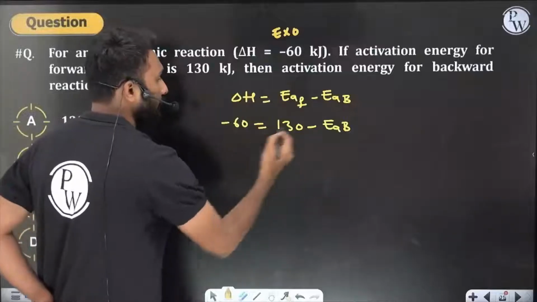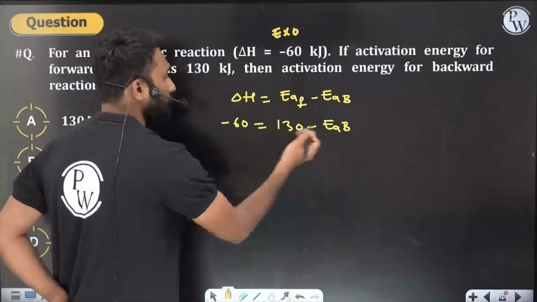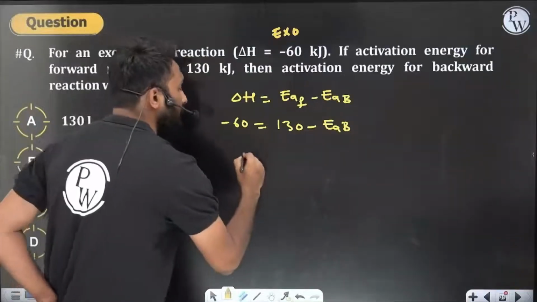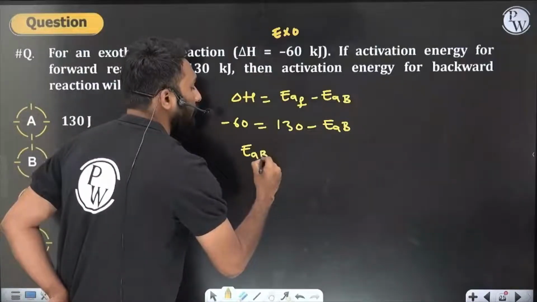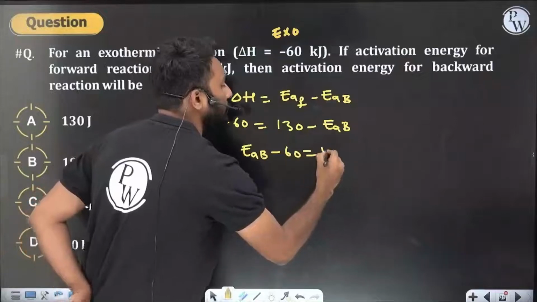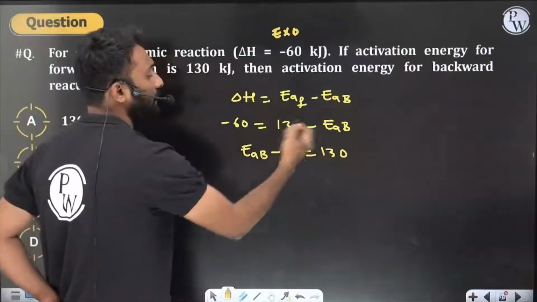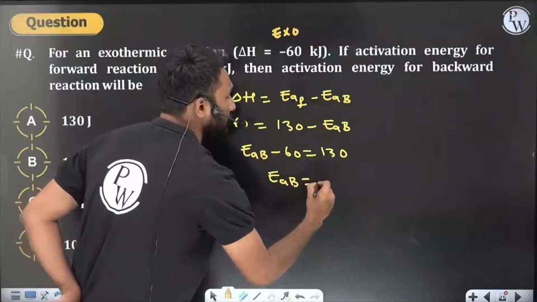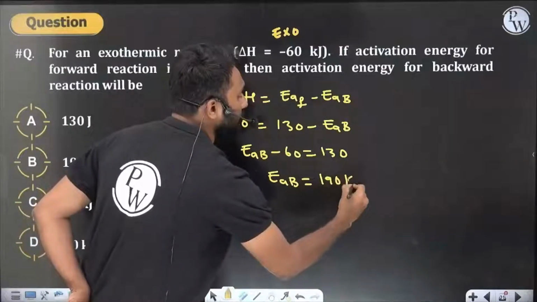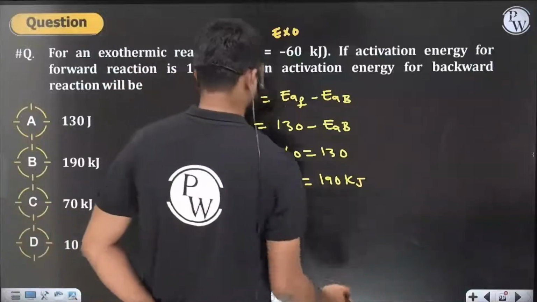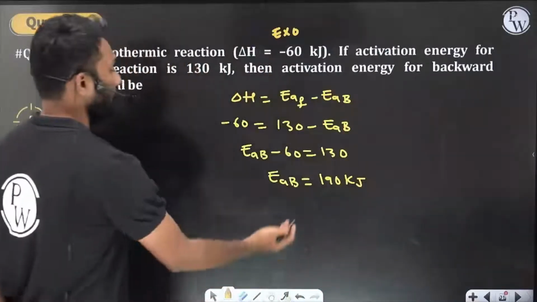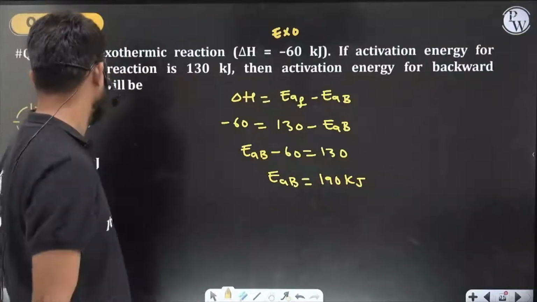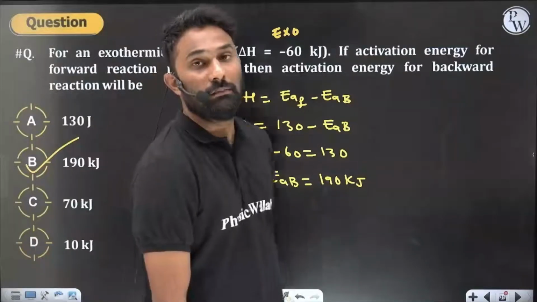If you bring the minus activation energy of backward to the left hand side, it becomes activation energy of backward minus 60 is equal to 130. Taking the minus 60 to the right hand side, the activation energy of backward will be equal to 190 kilojoules per mole. So option B is correct.